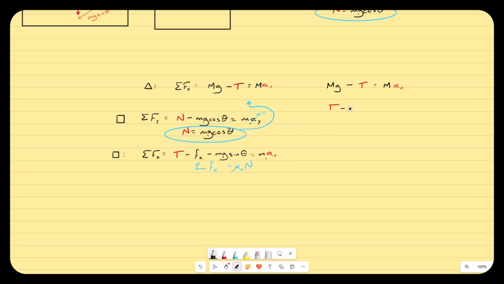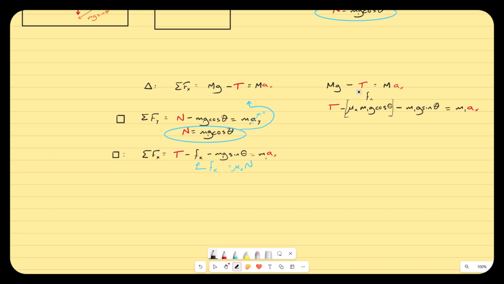And the bottom equation becomes T minus F kinetic, which is mu kinetic times normal force. Normal force was m1g cos theta. And then minus m1g sine theta. This whole thing was my kinetic friction, equals m1 times A.